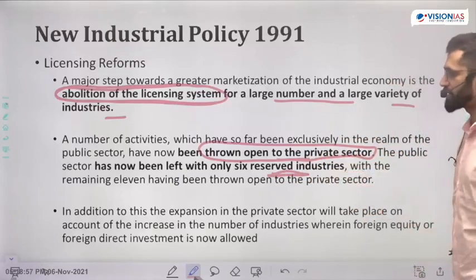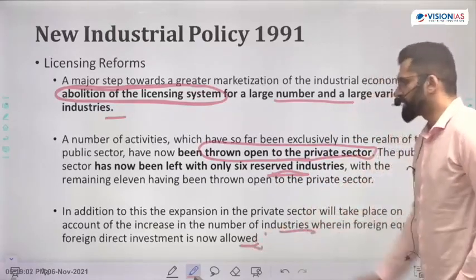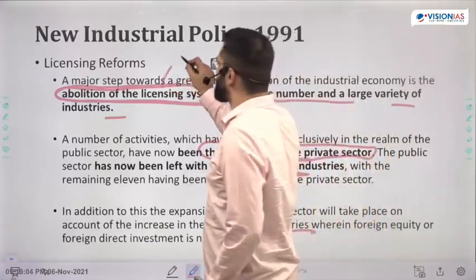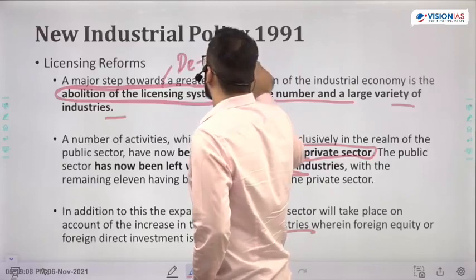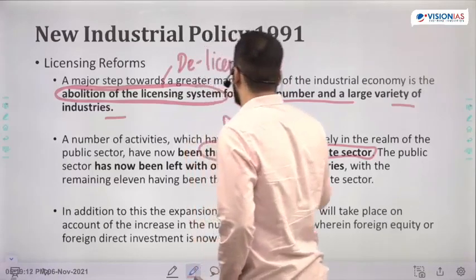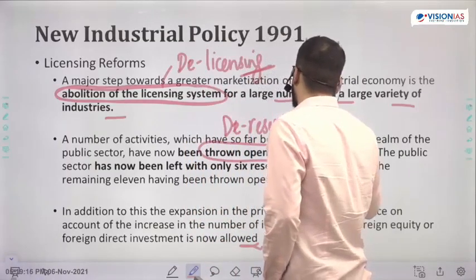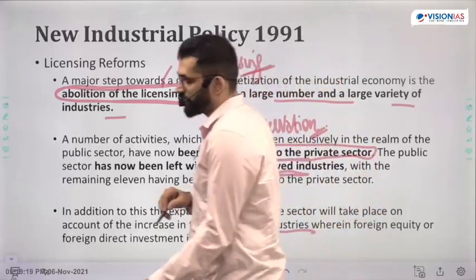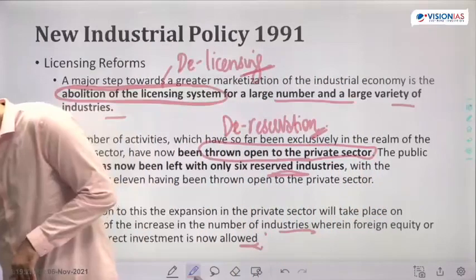Let's see the licensing one. New industries along with foreign investments are allowed. This is your delicensing. There were licenses in very few places, and also this is dereservation, opening up the sectors for private players. See, private players not only bring efficiency, give you competition, the range of products will also increase.